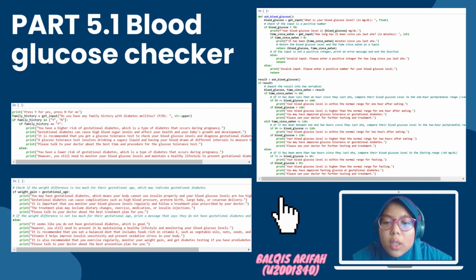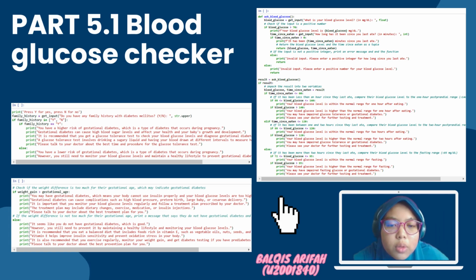Next is the blood glucose checker. We will ask first for the family history with diabetes mellitus. If yes, then they have a higher risk. If no, then they have a lower risk for gestational diabetes. Next, we will compare if their weight gain is greater than the gestational age. So if it is greater, then they may have gestational diabetes, but if it is equal or less, then it seems that they do not have gestational diabetes.